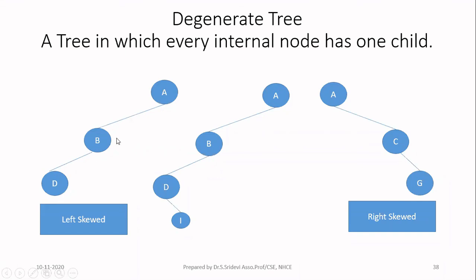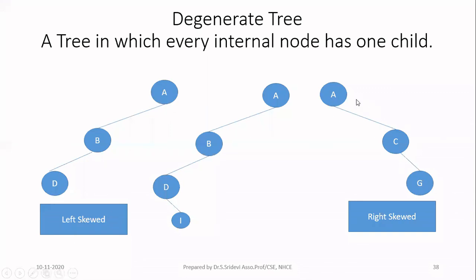Now in this there is again a special case. We can say in which direction they have the internal nodes. In this diagram, if you see all the nodes, whichever is having children, they are having the children only in the left direction, in the left subtree only. So if you have a tree like this, it is called left skewed. All the children of a particular node are only in the left subtree. So it is left skewed.